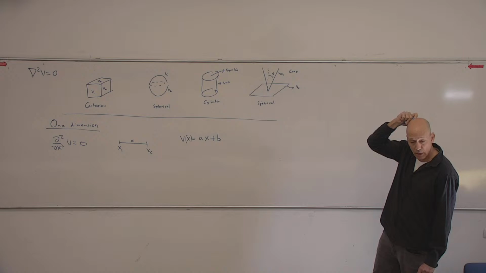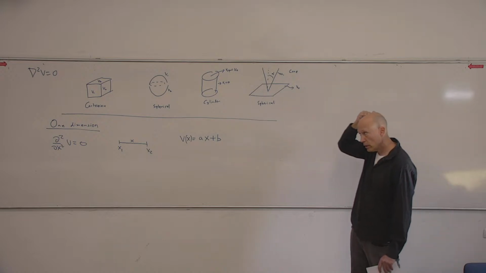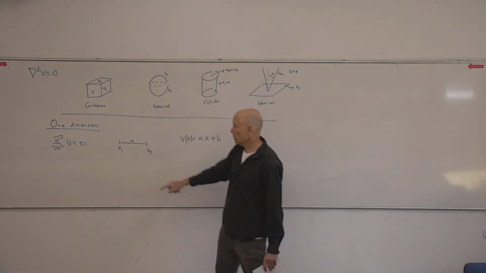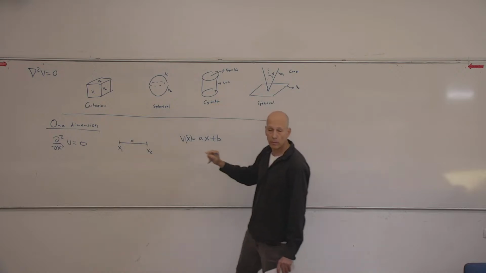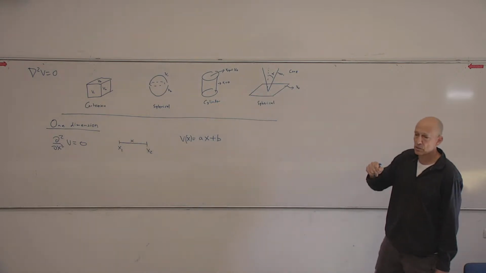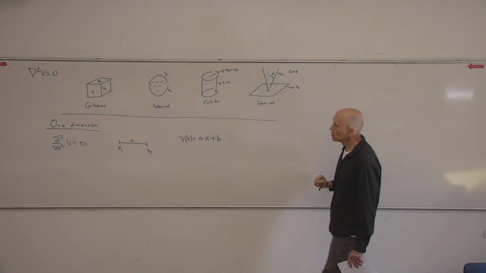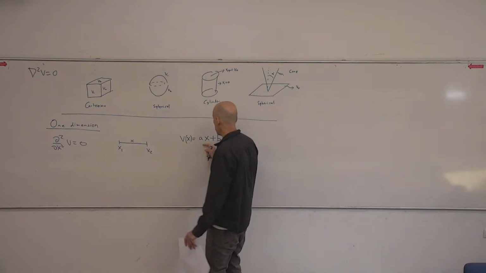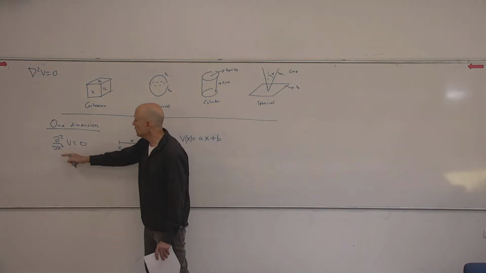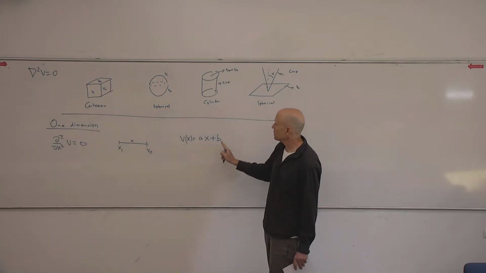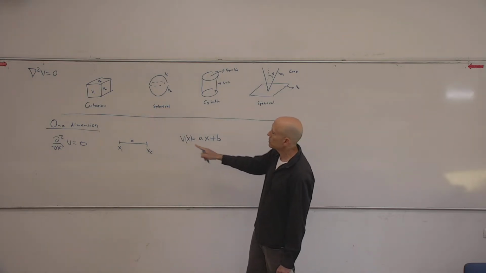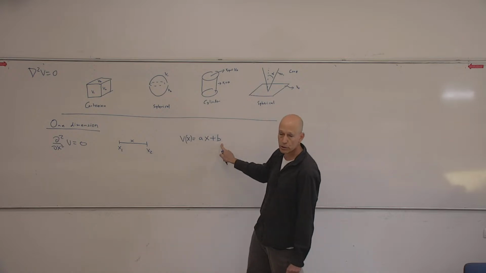A sine and cosine in this solution would give you a minima and maxima. And that would violate some basic physics that I'm going to discuss. So the solution is ax plus b, because the second derivative of the first term is 0, the second derivative of the second term is 0. It's a second order equation.